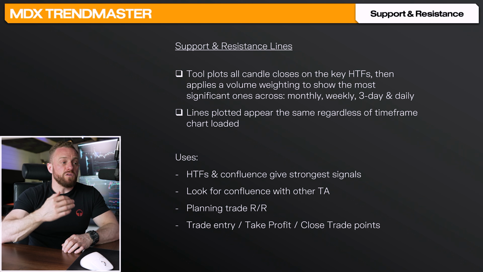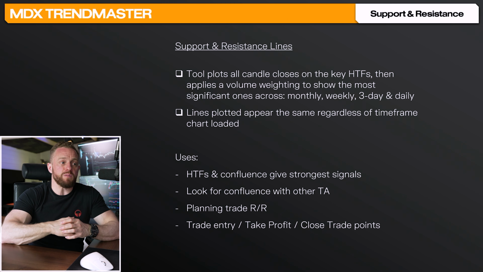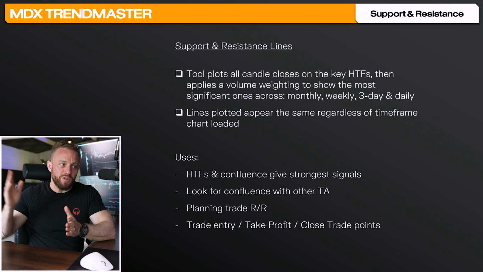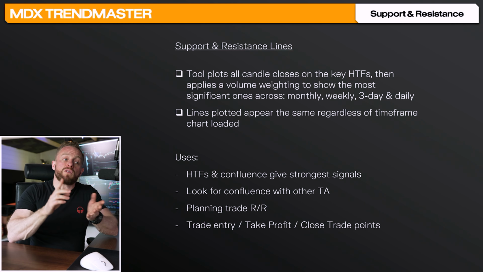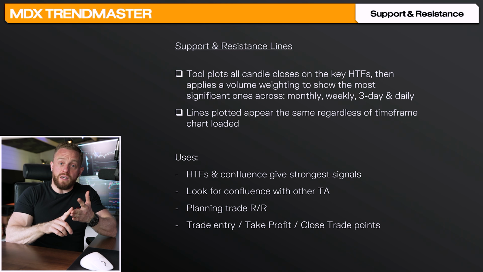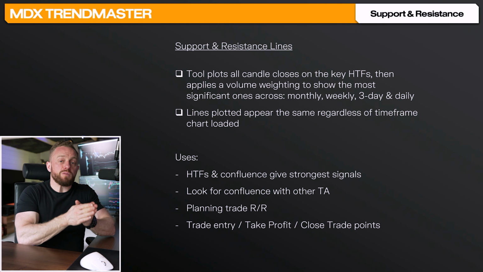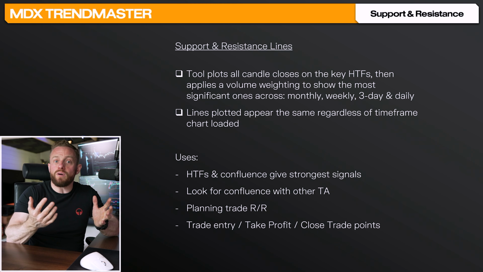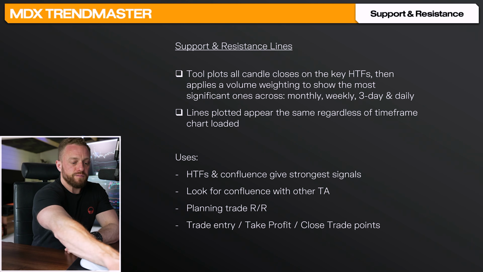Now, to explain what this is doing, the tool is actually plotting all of the candle closes across the key higher time frames, and then it is applying a volume weighting, like we saw on the whiteboard, to only show the most significant candle closes across the monthly, the weekly, the 3-day, and the daily. Now, it doesn't actually matter which time frame chart you're currently displaying, whether you're on the 5-minute or the 4-hour or whichever. Those support and resistance lines will not change.